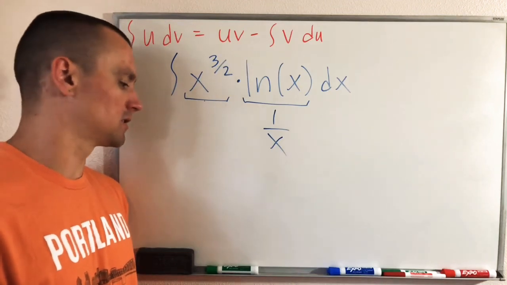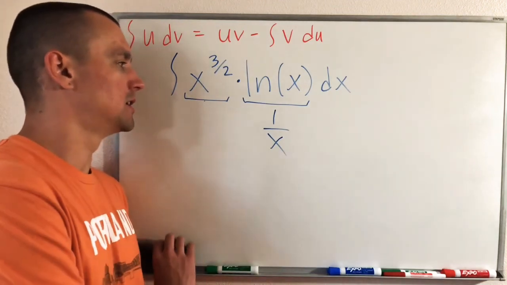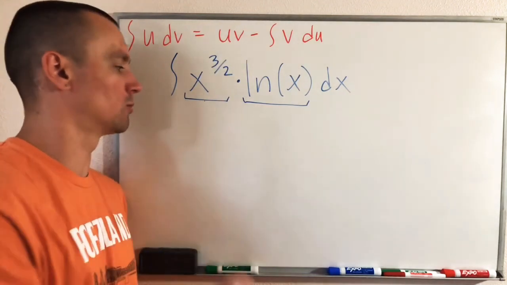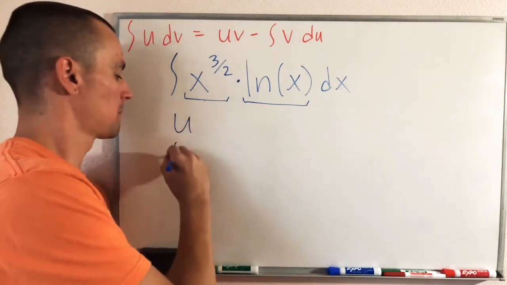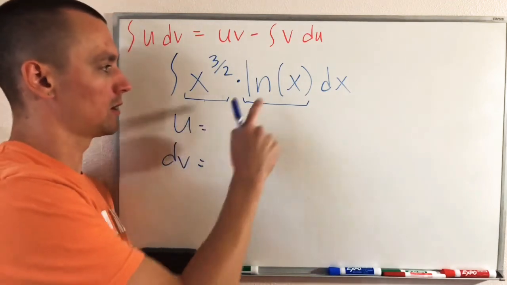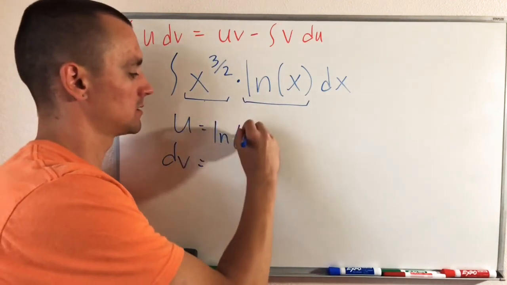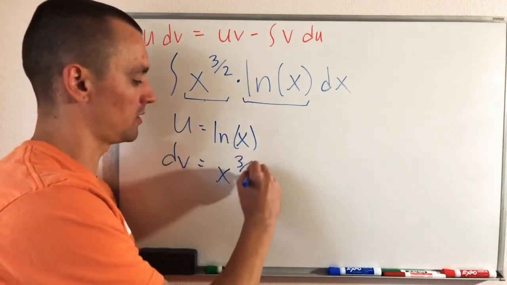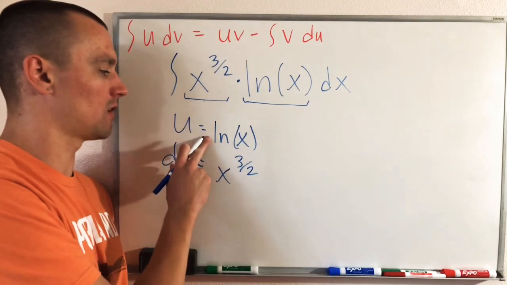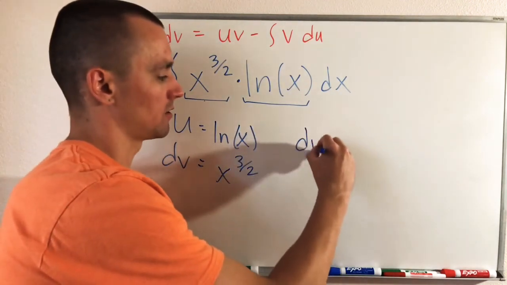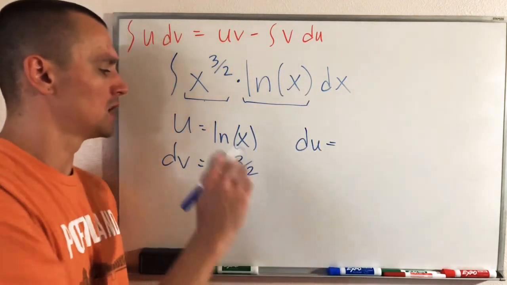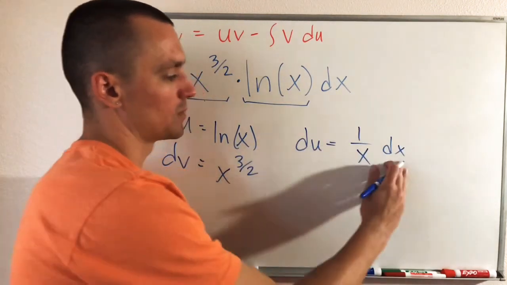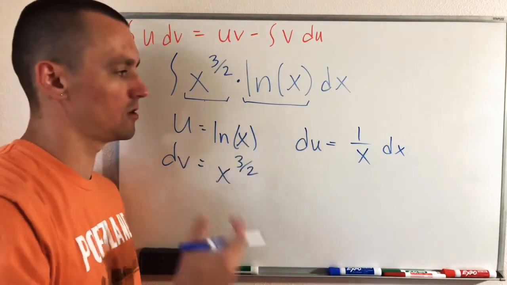So what that tells us is that when we are deciding which piece of this integral we want to call u and which piece we want to call dv, we're probably going to want to call natural log x our u and x to the 3/2 our dv, because taking the derivative of natural log x is going to be a lot easier than finding its antiderivative. So the derivative of natural log x, like I already said, is 1 over x, and we do want to keep a dx over here to go along with our du.